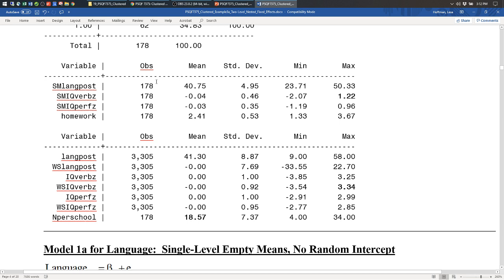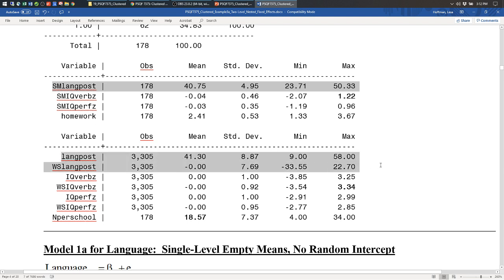So looking at this language, let's look at these 2 rows right here. This is school mean language. Up here, this is original language across students, and this is original language minus the school's mean. So this is the brute force version of what the model's going to do for me. It's going to carve up language into how much of its total variation, this line right here, standard deviation of 8 and some change, is due to school mean differences, this one, versus within school differences.